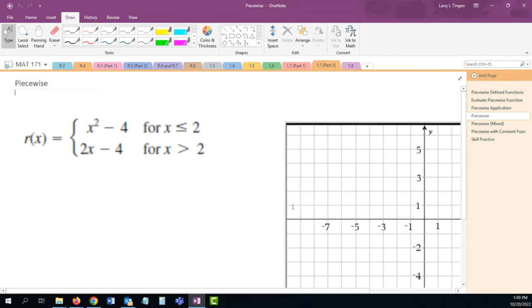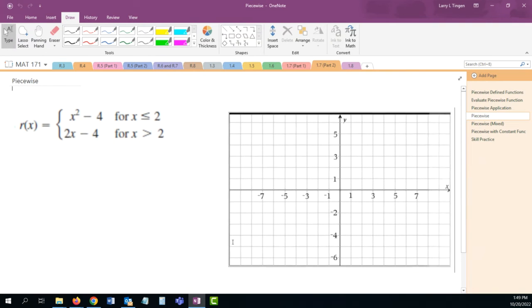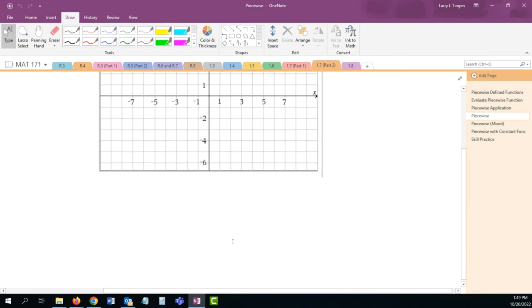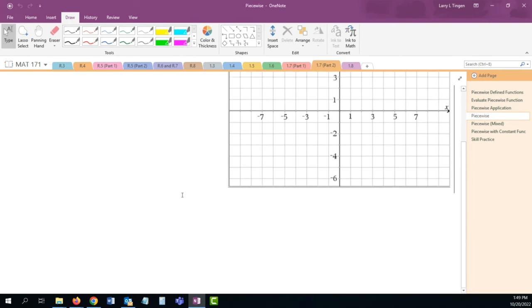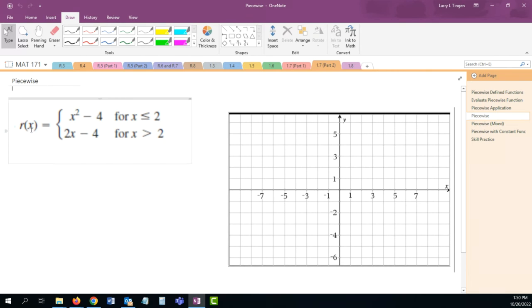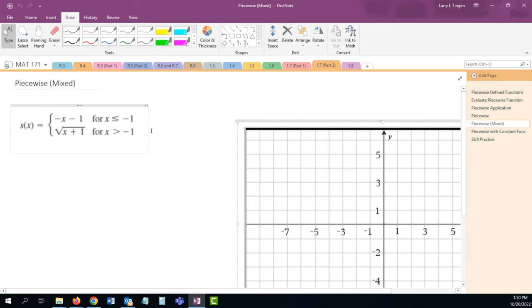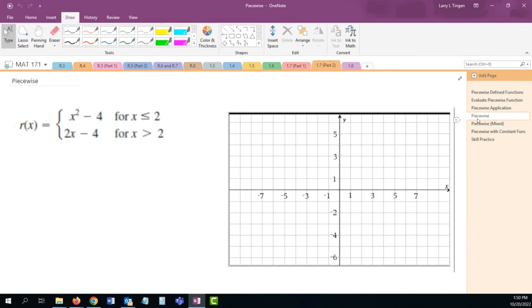All right. So we have some applications, or some problems here, where the next two want us to graph. So r of x is equal to x squared minus 4 for x less than or equal to 2, and 2x minus 4 for x greater than 2. And then the next one is another piecewise function, s of x. It wants you to graph these two. So I've got to take a break, and when I come back, I want you to work on these two and let's see what you come up with.